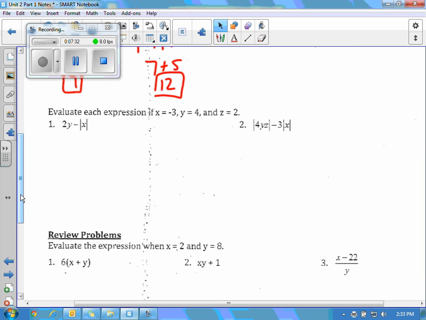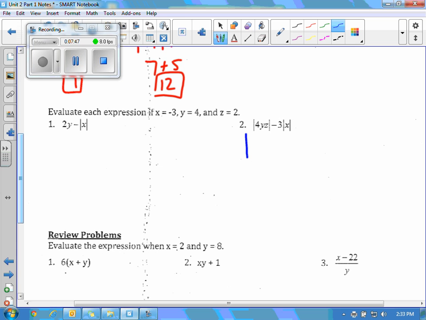And then for the next section, we're evaluating expressions still. And now we have 3 different variables. We have x equals negative 3, y equals 4, and z equals 2. I'm going to let you guys do number 1. I'm actually going to walk you through number 2 because there's so much going on.